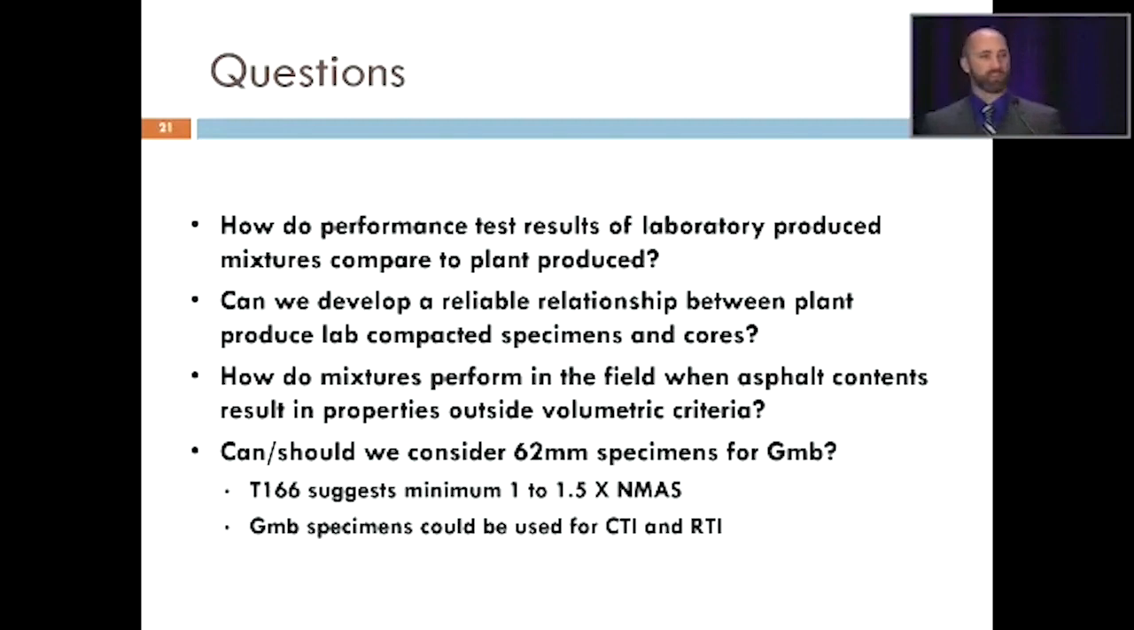Should we consider using 62 millimeter specimens for bulk? It's just something to think about. We have to create all these 62 millimeter specimens for all these index tests now, the CT, RT, Hamburg wheel tracker. Is it feasible to use those for bulk? Then you have several replicates for your bulk specimens. I'm just wondering, because T166 suggests 1 to 1.5 times the nominal max. So if you're using a 12.5 nominal max aggregate mixture, a 62 millimeter specimen should work.